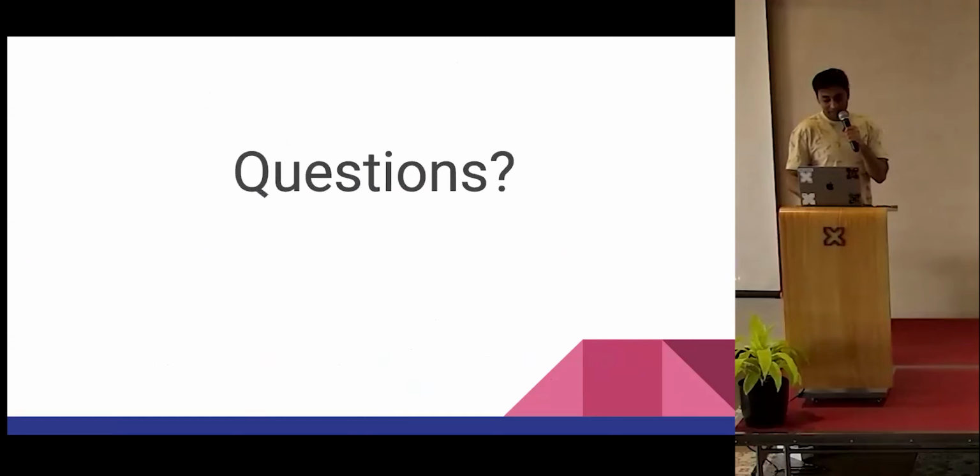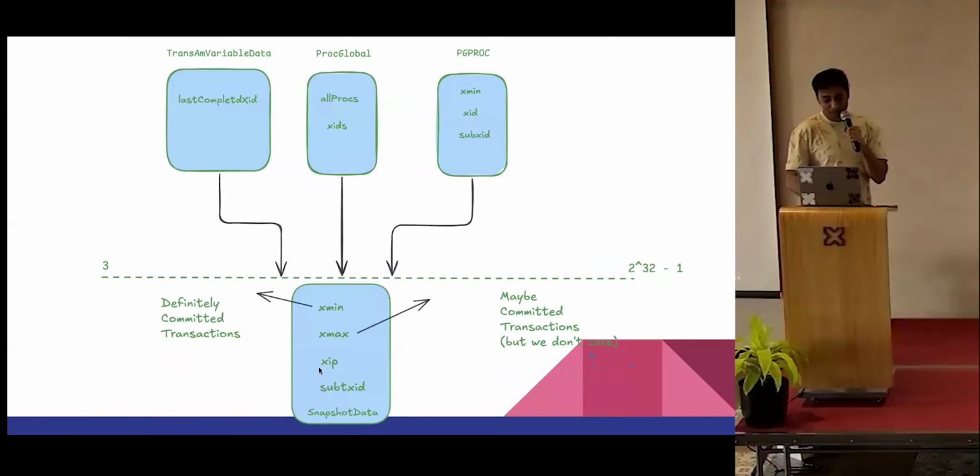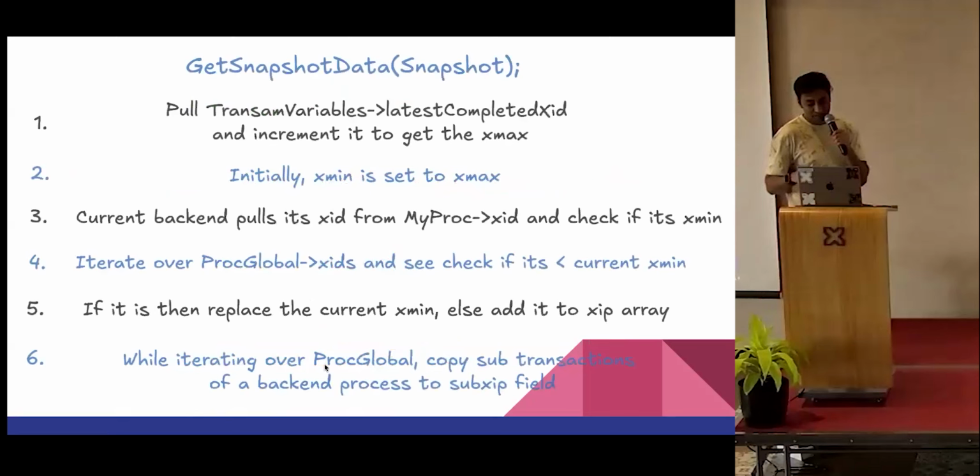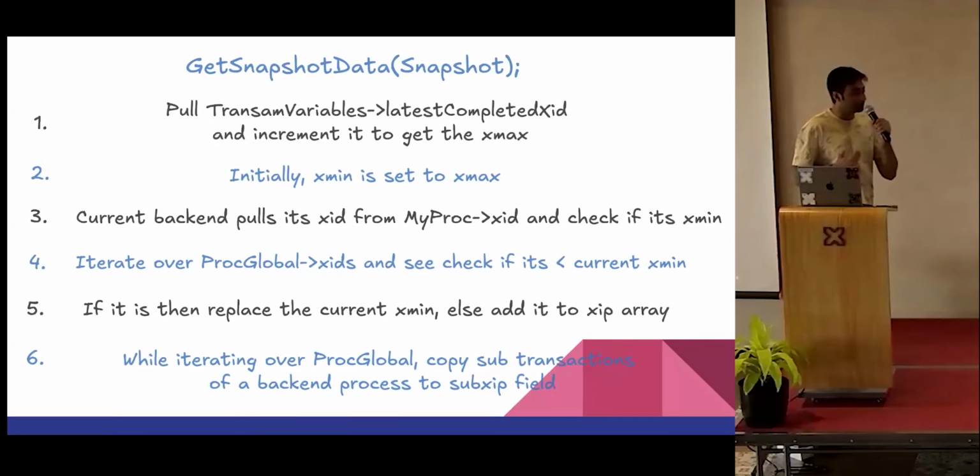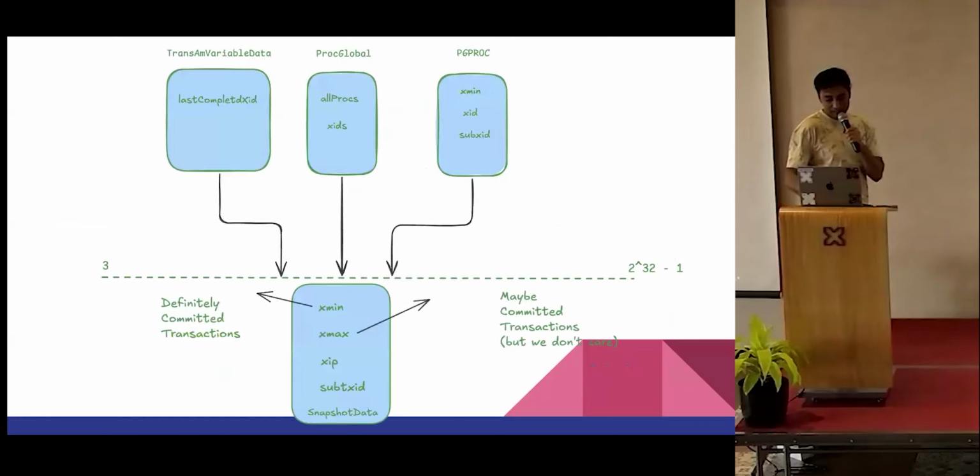If it is not, then put it in the XIP, which is again the transactions which are running. Okay, post that, go to that. Yeah, the process is pretty much just like this. So we calculate Xmin, we take account of each and every top running transaction ID, and we populate the XIP. Then we go to each and every backend process and see what are the sub transactions which they are running, and just simply append it over here.